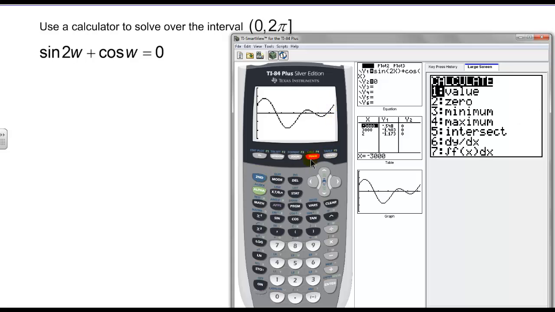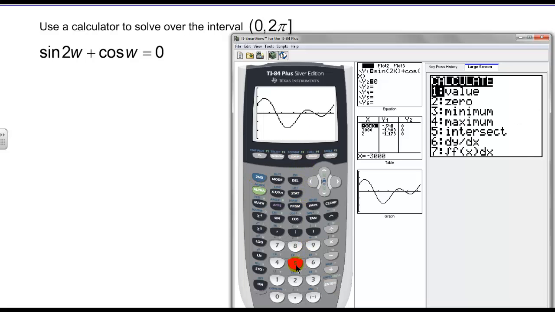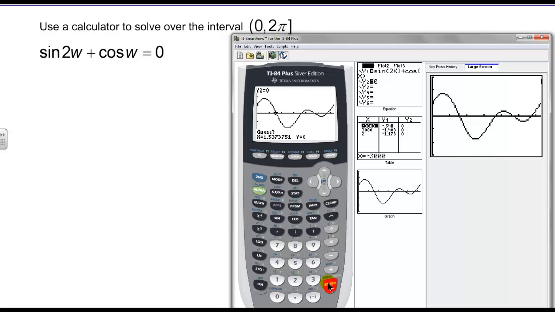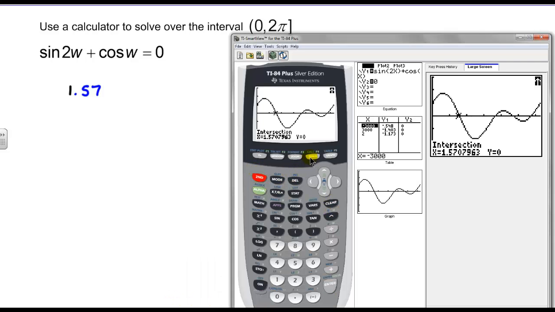So I'll go to calculate, intersection, and it'll ask me to choose the two curves. And I'm going to just go right here first. Let's do it again because it didn't come up. Calculate the intersect. 1, 2, 3. And I get an intersection of basically 1.57 radians. That's one place. We'll go back to my calculator, calculate the intersection again, move it over to the second intersection. Get about 3.66.